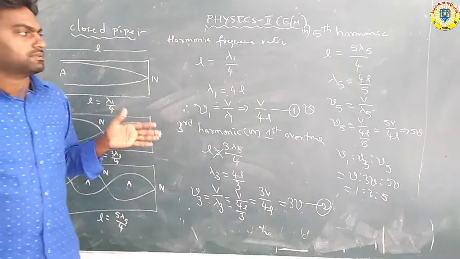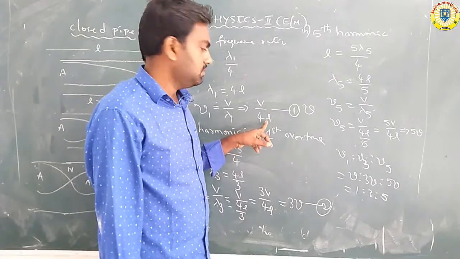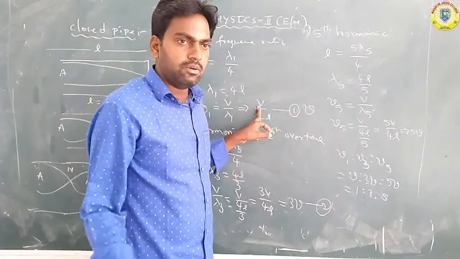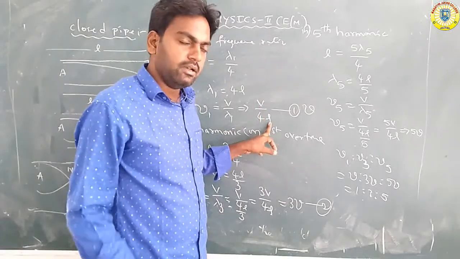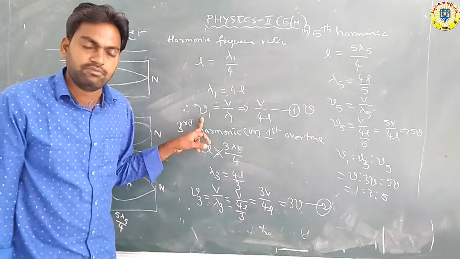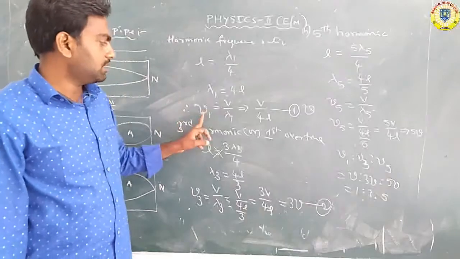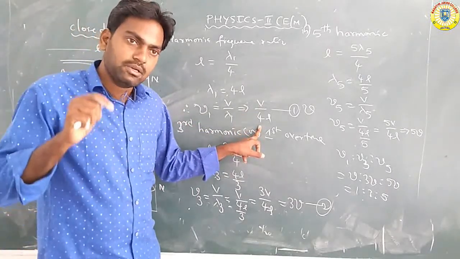Next, the question asks about the fundamental frequency V/4L. The velocity of sound V is given and the length L of the pipe is given, to determine the fundamental frequency. ν1 = V/4L for a closed pipe, but in an open pipe it is V/2L.